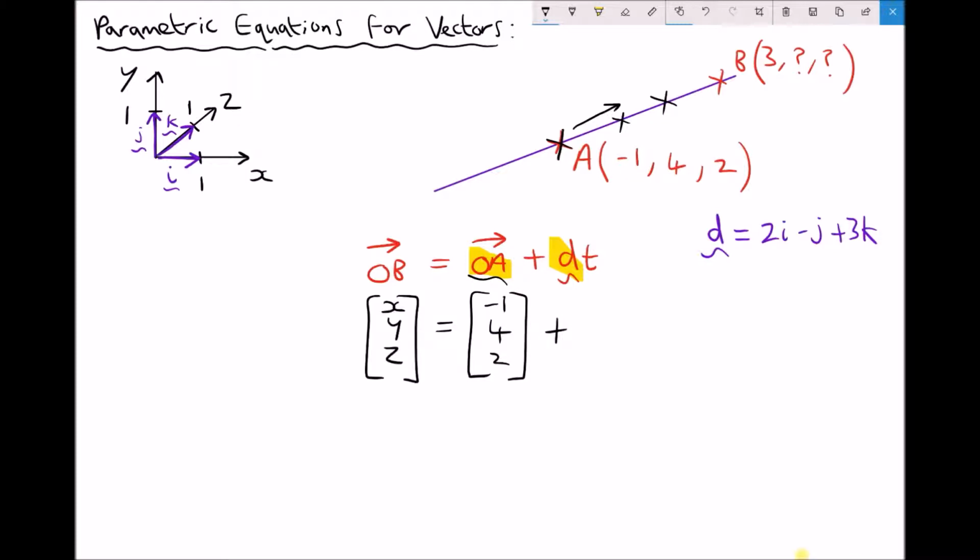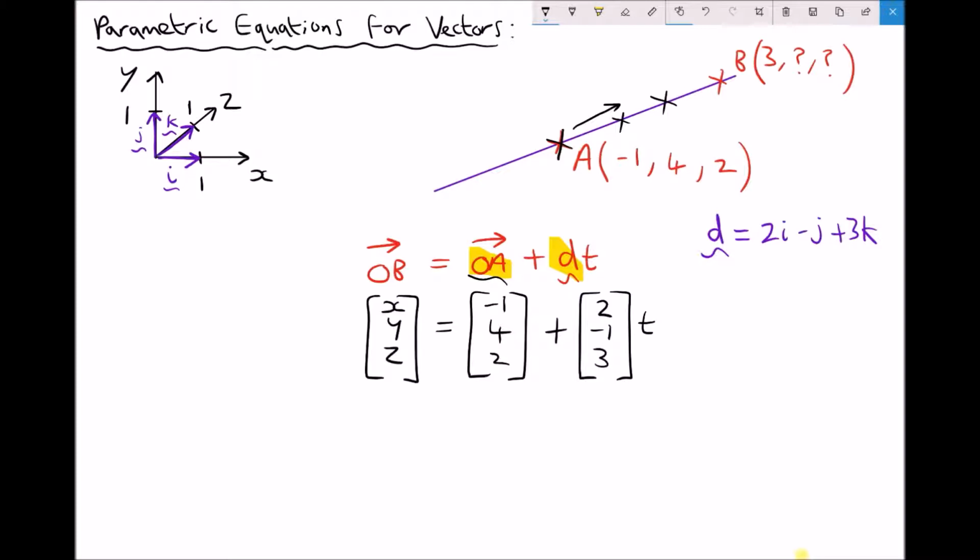And instead of writing the direction vector as 2i minus j plus 3k, we can separate that into a column vector. 2i represents 2 in the x direction. Minus j represents -1 in the j direction. Minus j is just the same as -1j. And 3k, k is our z direction, so 3 can go at the bottom of the column vector. And that's being multiplied by t.